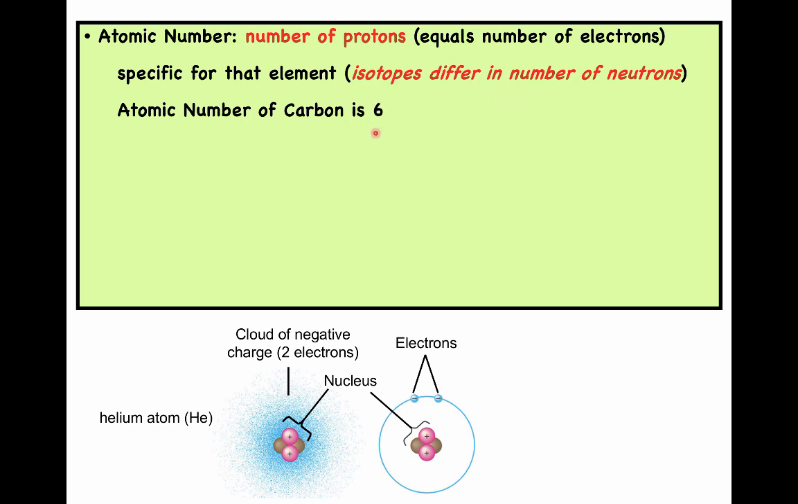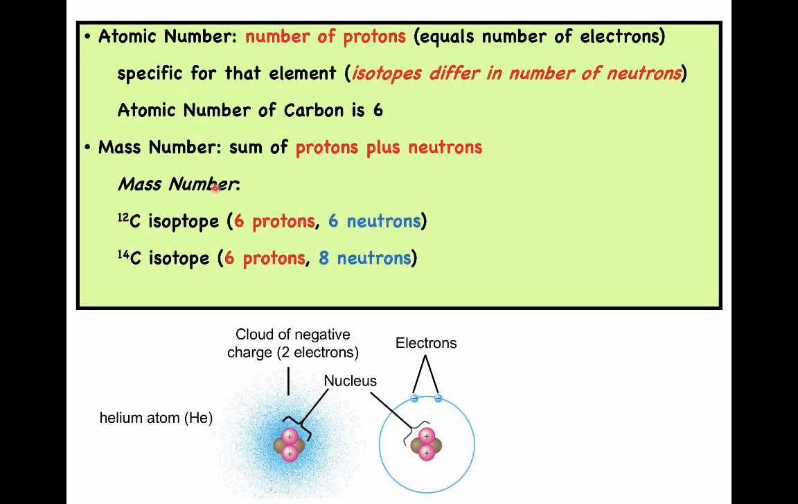Isotopes of carbon will differ in the number of neutrons. So for example, carbon-12, which is the most common naturally occurring isotope of carbon, has 6 protons. Again, the atomic number is always 6, and it has 6 neutrons. There's another isotope of carbon, carbon-14, which has 6 protons and 8 neutrons. So again, 6 plus 8 is 14, so carbon-14 is an isotope.